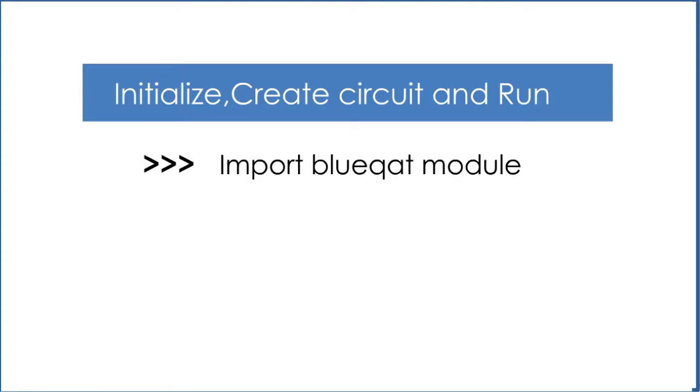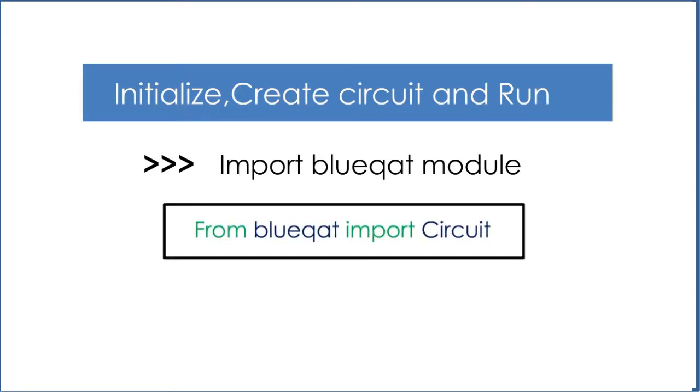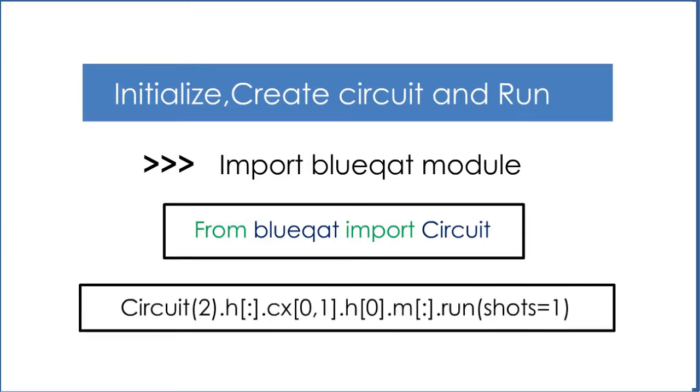Firstly, we will import a Bluecat module by typing the following code. From Bluecat import circuit. We have also seen this in an earlier video on Bluecat. After that, we can create a circuit by the following code.